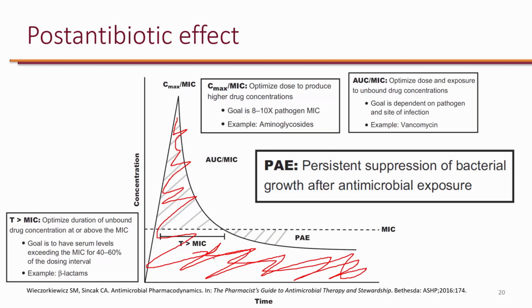Now, another thing that's specific for aminoglycosides is the concept of post-antibiotic effect. Post-antibiotic effect means that when the concentration went above the MIC, the antibiotic starts to kill. And then once the concentration goes below the MIC, the antibiotic continues to kill for some period of time. So as you can see from here to here, the aminoglycoside continues to kill, and that's referred to as the post-antibiotic effect.